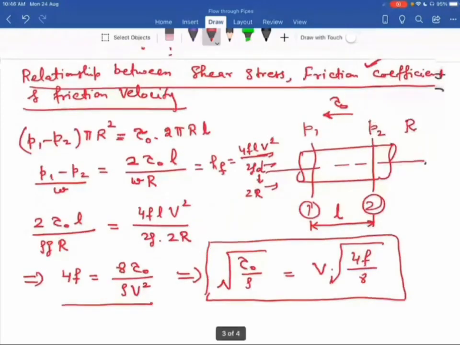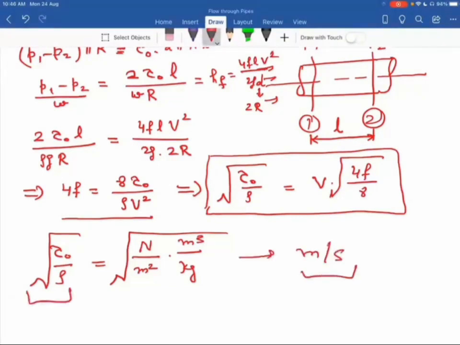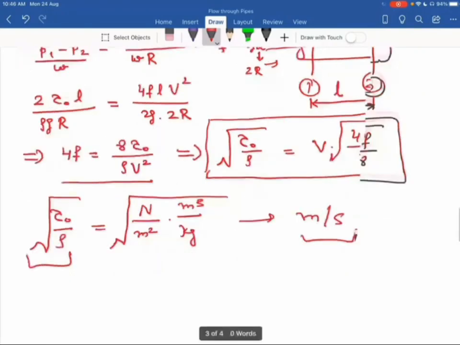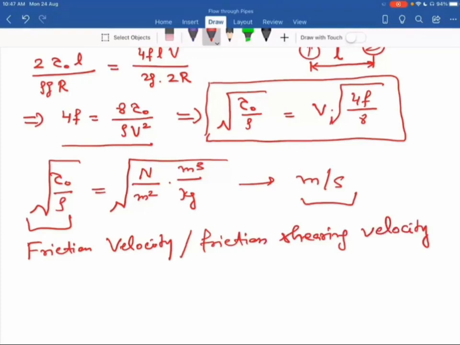Now you see this term, under root of tau O by rho. See its unit: tau is stress, Newton per meter square, rho is density, kg per meter cube. You can see the unit comes out to be meter per second. So this whole term has the unit of velocity, so I call it friction velocity. This is also called friction shearing velocity, and denoted by U star. So you can write U star should be equal to V under root of 4f by 8.